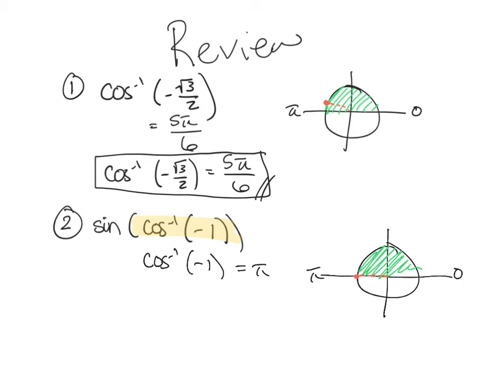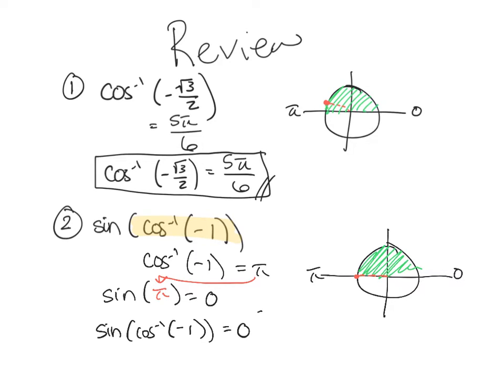But we're not done yet, because now I need to take that and plug that into my sine function. And we can say that sine of pi, or the y value of pi, is 0. So overall, we can say that sine of cosine inverse of negative 1 is equal to 0. And there's our final answer.